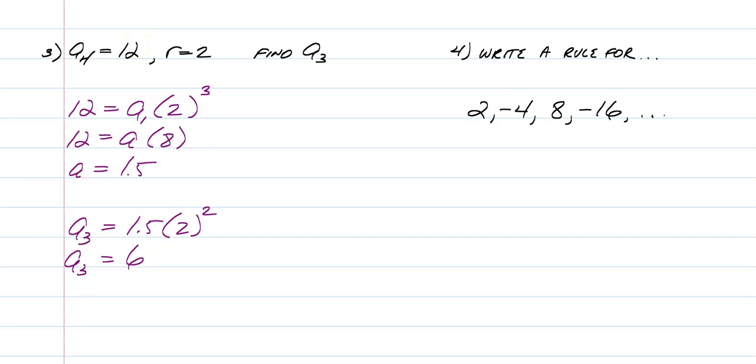Write a rule. That means a sub n is equal to a sub 1 times your rate raised to the n minus 1. All you have to do is say that a sub n is equal to your first term, which is 2, your rate, which you can see is a negative 2, raised to the n minus 1. So if ever you're asked to write a rule or a formula of how you would find a sub n, that's all you have to do is plug in the necessary information to the formula.